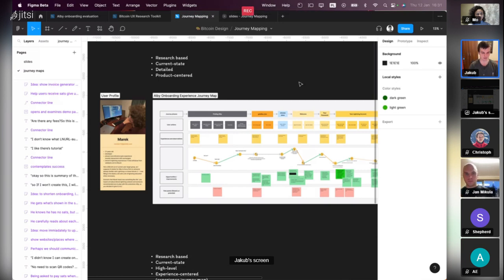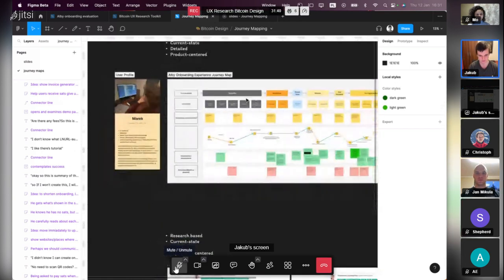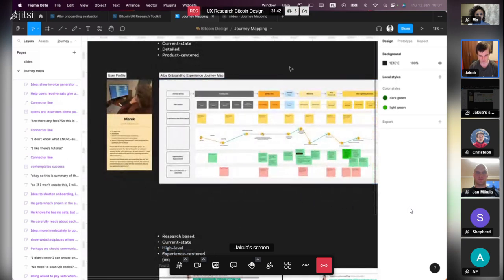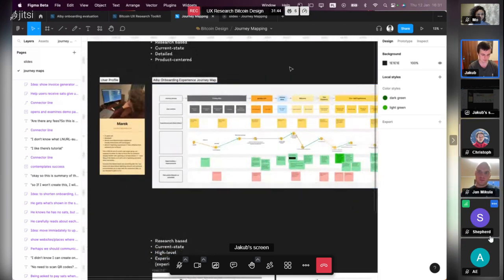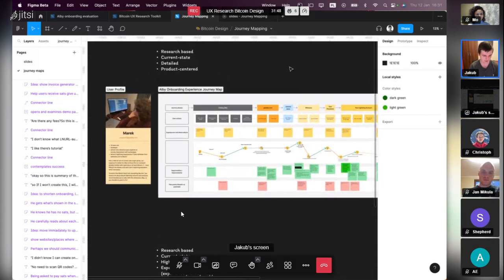Maybe there are some cases, as I said, I think it's very flexible. So maybe there are some cases where it's really worth structuring this. I don't know, and I haven't done a journey map that structured yet. But maybe there is some scenario when it's worth it.